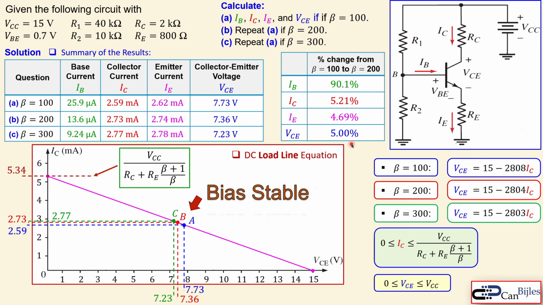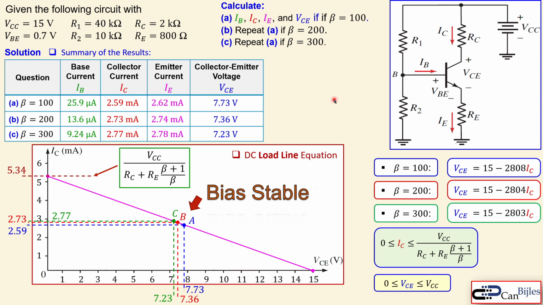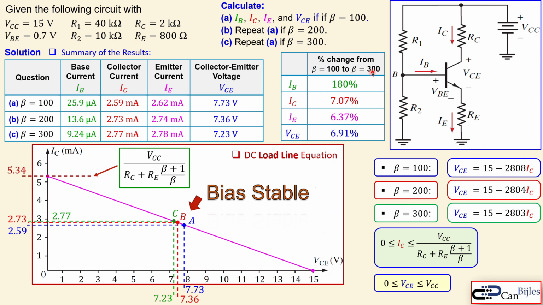then 100% change. Now looking at the same situation, but for the beta changing from 100 to 300. That is 200% change. You see the IB is changing dramatically, but the IC, IE, and the VCE are changing by approximately 7%. So this one is 7.1, 6.4 for the emitter current, and also here 6.9 approximately. So approximately 7%. Still really nice, and that's why it's called a bias stable design, because this dramatic change from 100 to 300 is not really happening all the time.